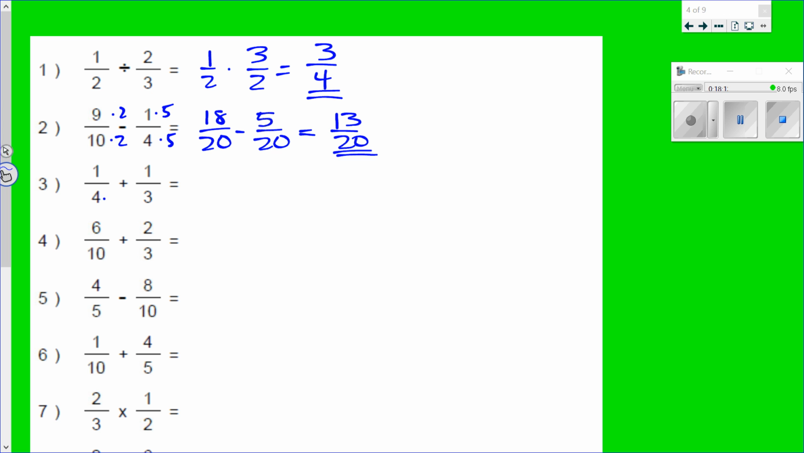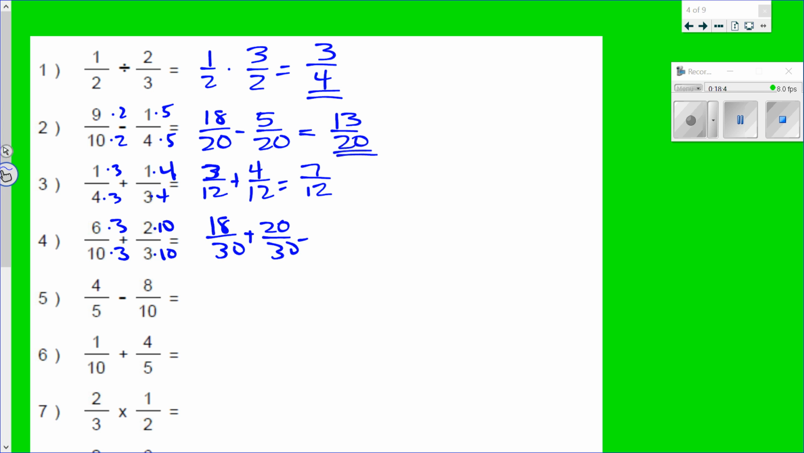Adding, that means common denominator. So going times 3 times 4. 3 twelfths plus 4 twelfths gives me 7 twelfths. 10 and 30, that's going to meet at 10 and 3 is going to meet at 30. So times 3 times 10, 18 and 20 gives me 38. I can divide that one by 2. Gets me 19 over 15, or 1 and 4/15.